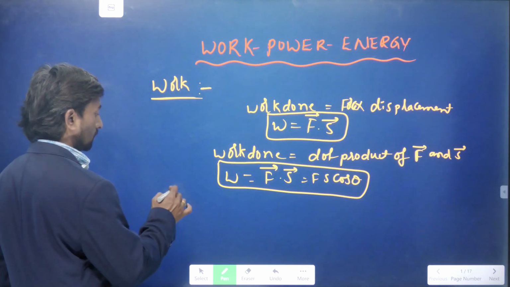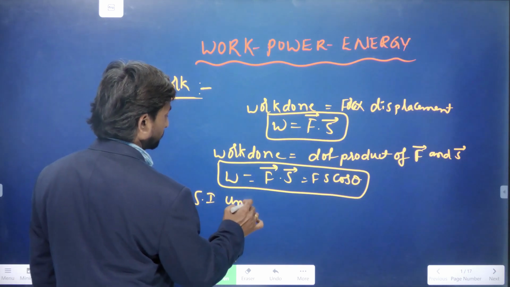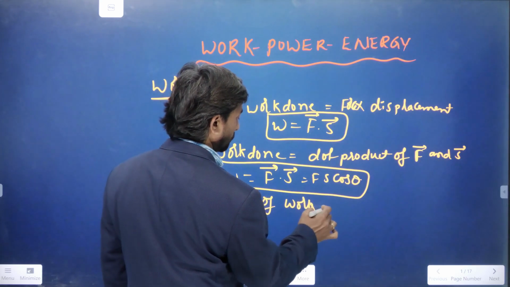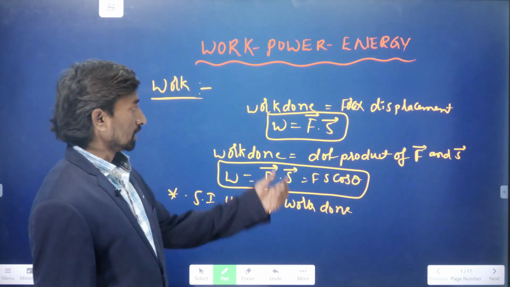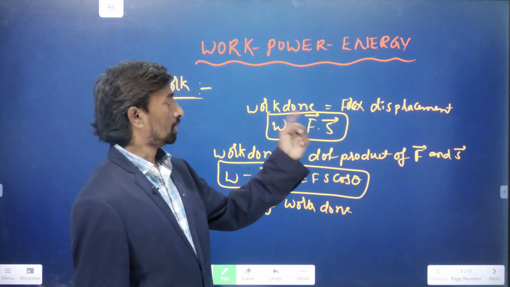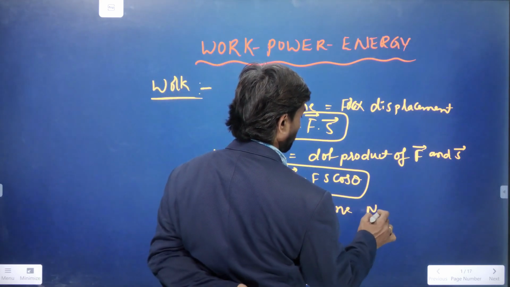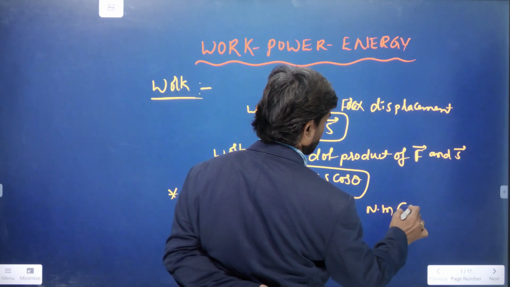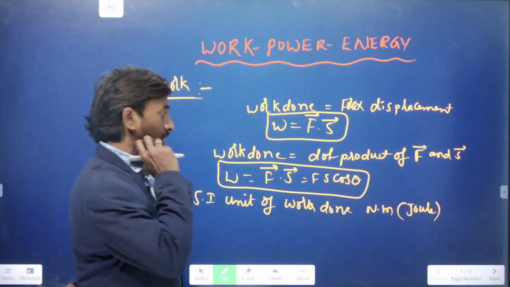What is the SI unit of work done? We always get the SI unit from the formula. The SI unit of force is Newton and the SI unit of displacement is meter. So we can write here Newton meter, which is also called the joule.